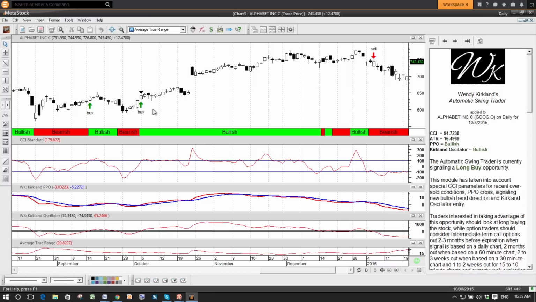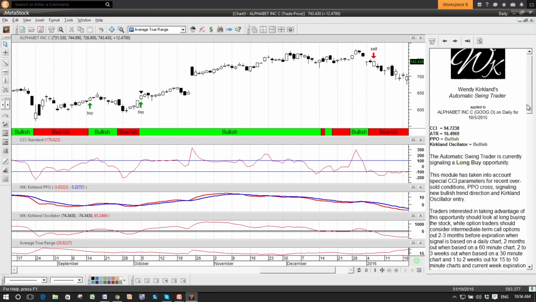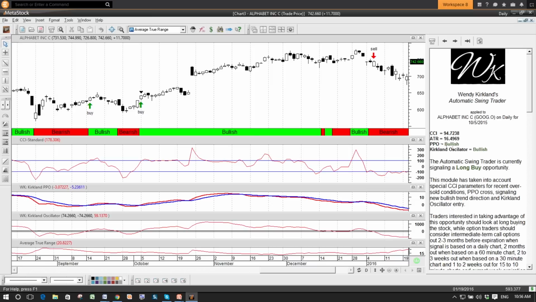Okay, and so I've actually moved this commentary. You'll notice there's a commentary window over here. I've moved it to this buy signal so we can see exactly what our recommendation would be if we were looking at Google right here in time. So for right now, we're going to see a little bit of a dashboard. It gives us the value of our CCI, the value of average true range. The PPO is bullish right now, and the Kirkland Oscillator is also bullish right now. Okay, everything's matching up, so it's actually giving us a buy opportunity. That's why we have the arrow on the chart. And it gives you a little bit of information that's looking at the CCI, looking at the PPO cross. It's a new bullish trend direction.